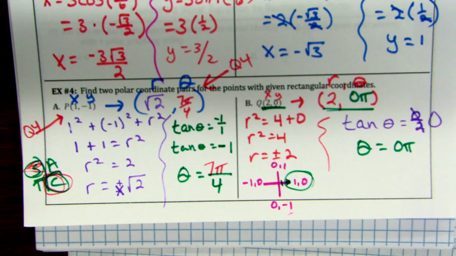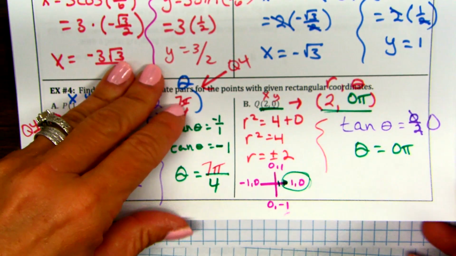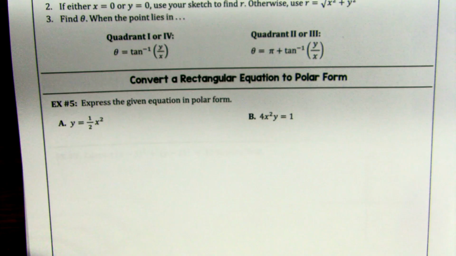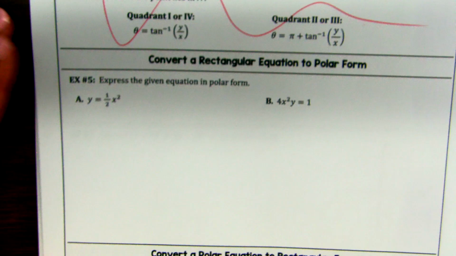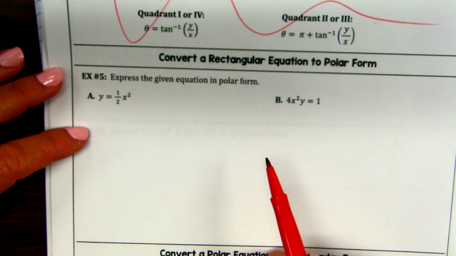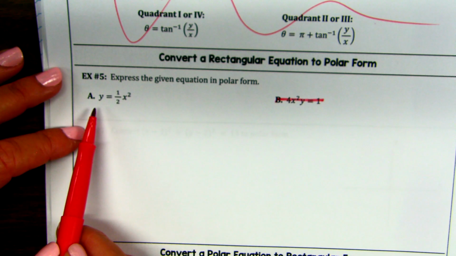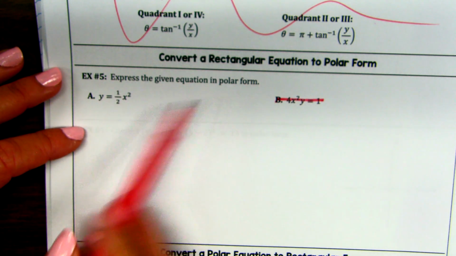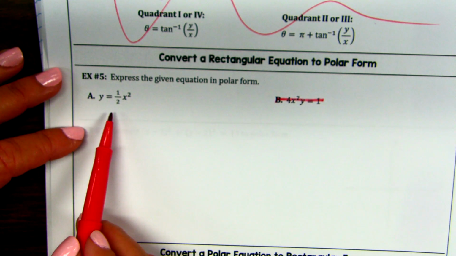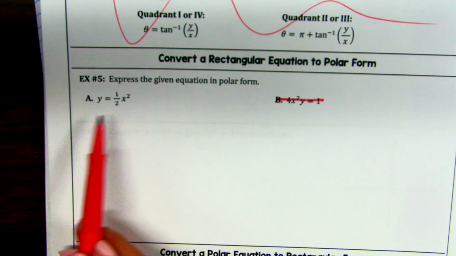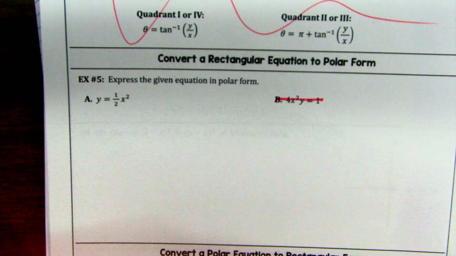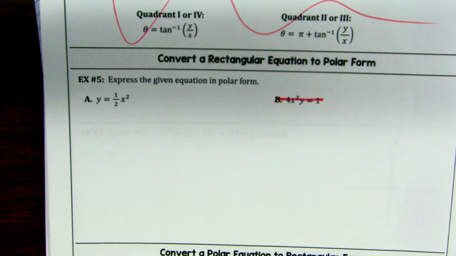Now we're going to do the same thing, but with equations. So turn the page. So look at example A here. Without even looking at the equation, I know that this is rectangular form. It's a parabola, right? It's got x's and y's in it. This is our normal old rectangular plane type of an equation.